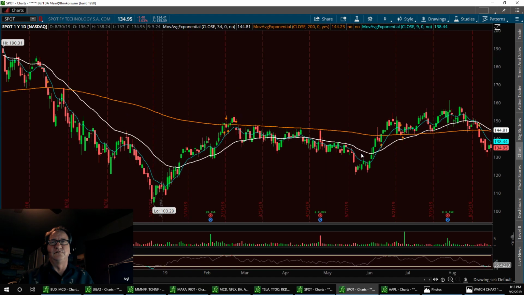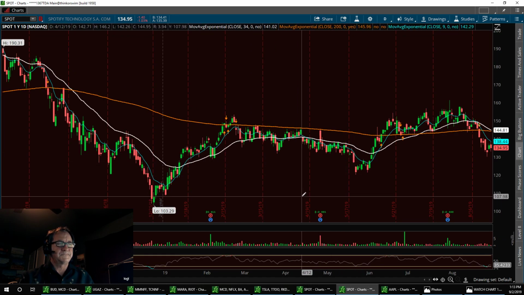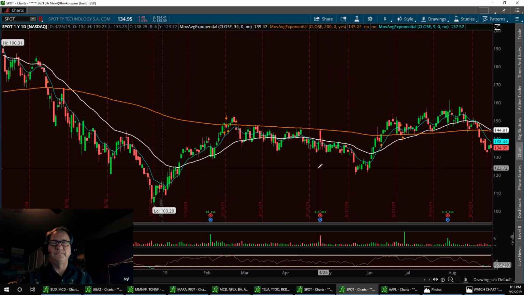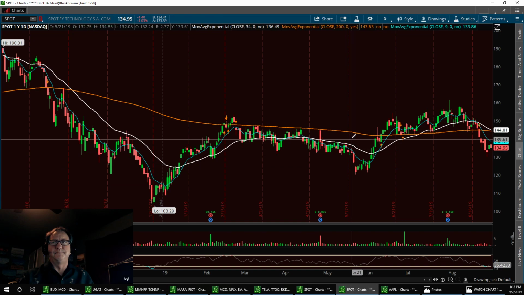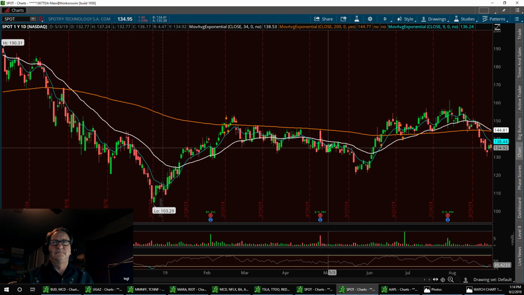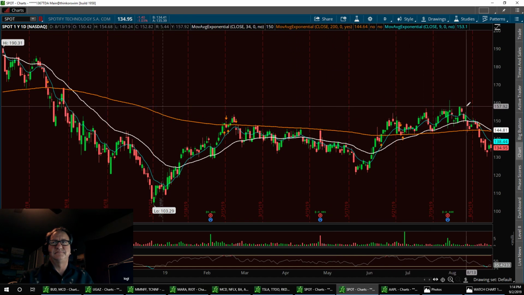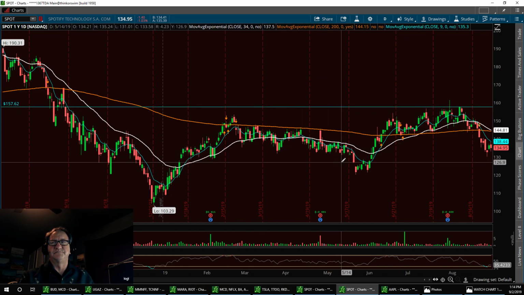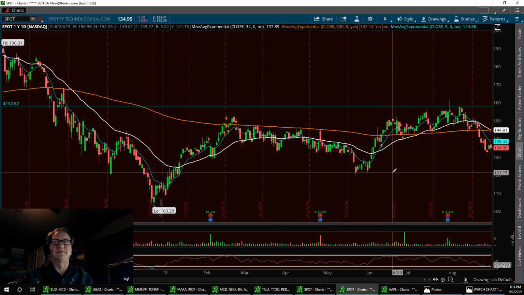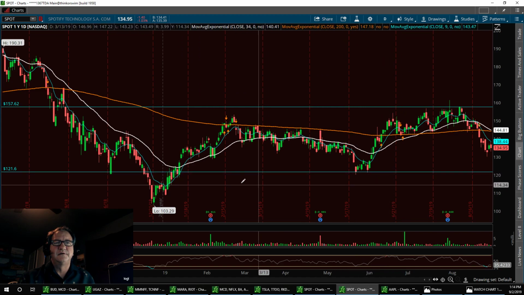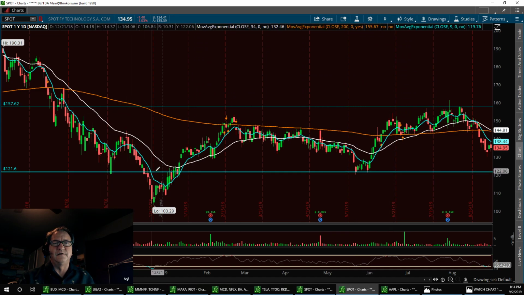So let's look at the yearly chart. We're looking at the yearly chart on Spot. We had some higher highs. It did have a nice little resistance level right here, right around the 157.62. And we also had some lower lows where it came back and pulled back right here at 121.60. And had a little pullback right in there.